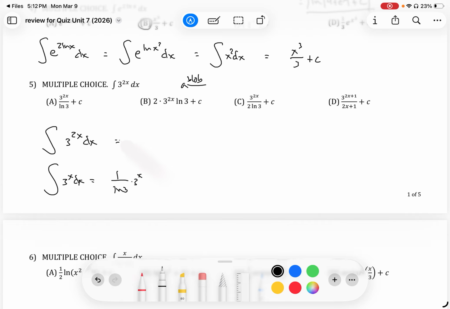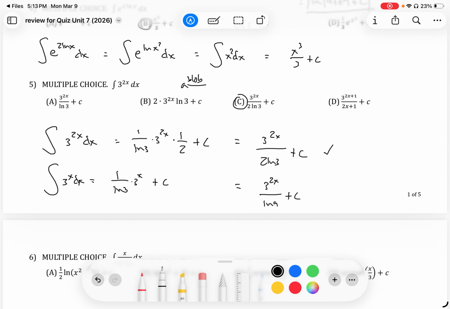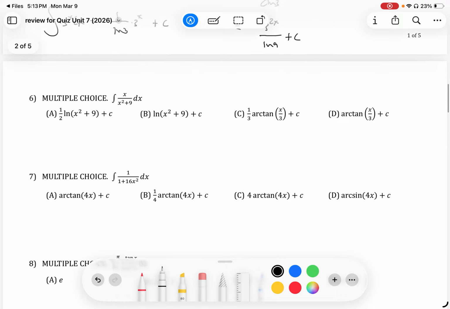Since I have a linear function inside the 3 raised to something function, I get 1 over ln 3 times 3 to the 2x, but I also have to divide by 2 in order to undo the chain rule that would happen if I took the derivative. So that is going to simplify to 3 to the 2x over 2 ln 3 plus c, which is this answer right here. Of course, I could also write it as 3 to the 2x over ln 9 plus c, but I don't need to in this case. Okay, moving on.